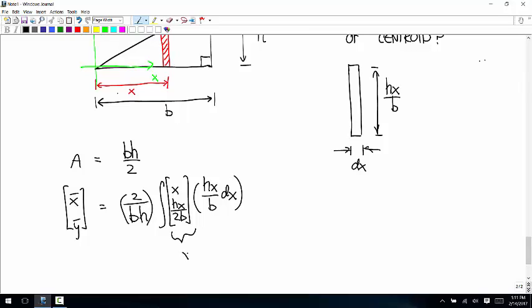This here is the centroid. This is dA. Any questions yet? And since our variable, now we've represented everything in terms of x, the boundaries for this whole region are just going to be x values from 0 to b. So I'll put that in the boundaries.